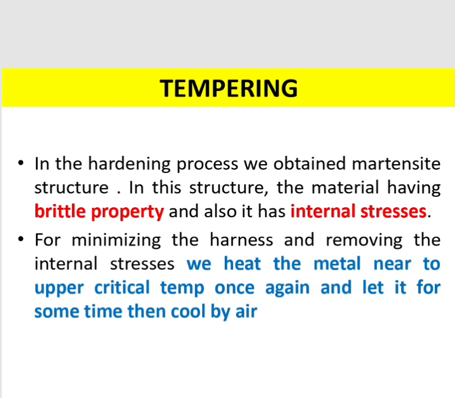Next is tempering. After hardening, we mainly obtain the martensite structure. This structure has brittle properties and also has internal stresses. For reducing the hardness and removing the internal stress, we heat the metal to near the critical temperature once again, hold it for some time, then cool by air. By applying this process, we remove the internal stress and also the brittle property of the material.